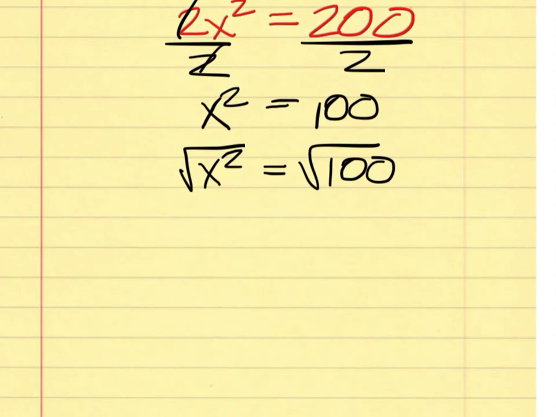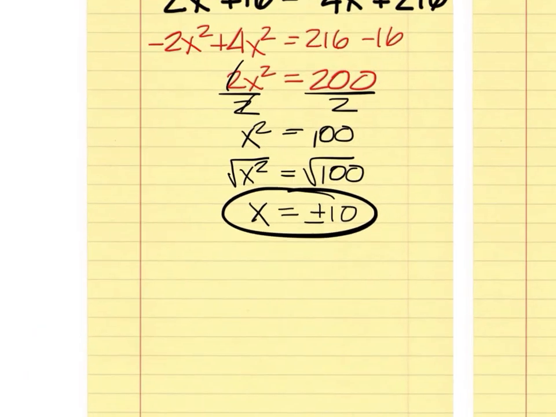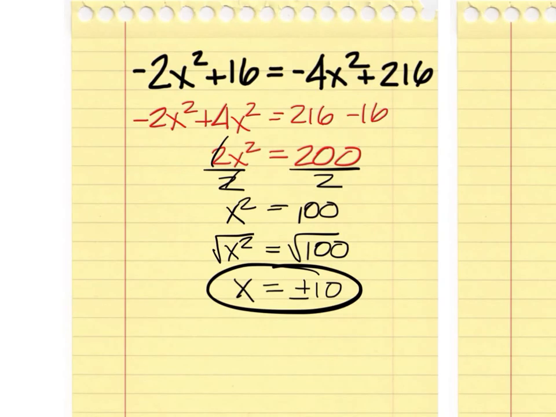What is the square root of x squared? X is right. So we'll go x. And what is the square root of 100? Plus or minus 10 is right. So there is your solution. Any questions about that problem?